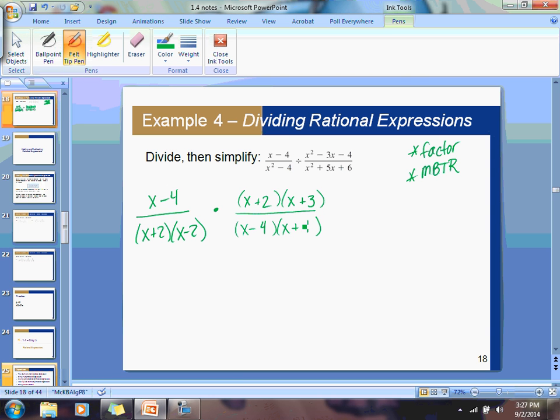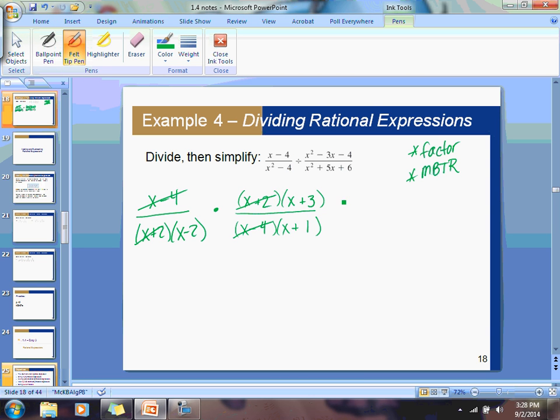So now that I have my problem factored and rewritten as multiplying by the reciprocal, I'm going to try and cancel. And I see that I have an x minus 4 in the numerator and an x minus 4 in the denominator. So that whole binomial is going to cancel from top to bottom. I also have an x plus 2 that I can cancel from top to bottom. And that's all I can cancel.